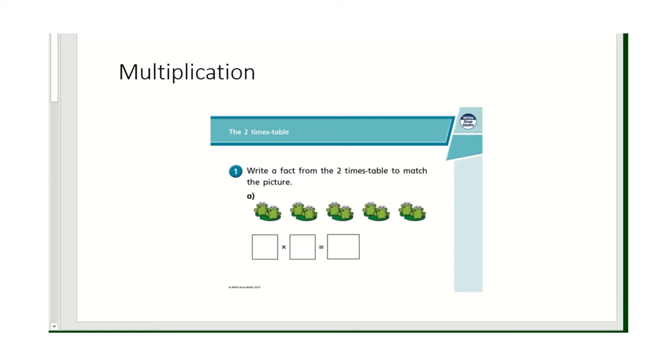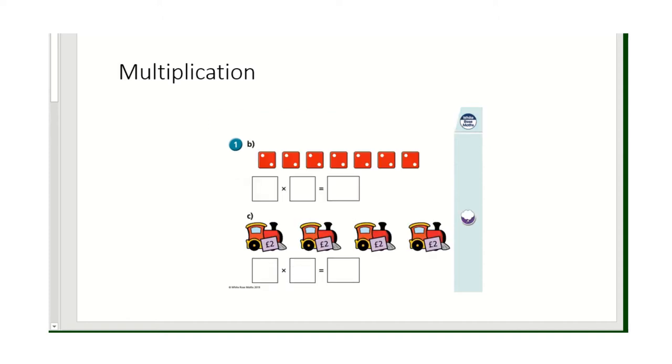So this is a picture, isn't it? Write a fact from the 2 times tables to match. Think how many 2s there are. There are 5 lots of 2, so it would be 5 times 2 equals. See if you can work that out. Then have a go at them pictures.